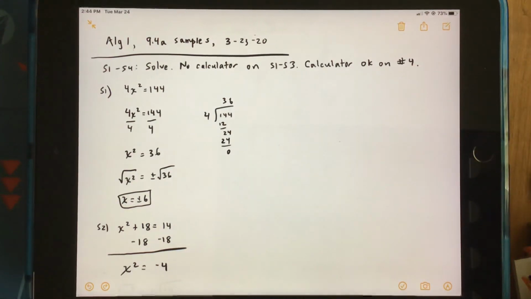Hello, Algebra 1. We're going to go over our 9.4a samples for March 25th. We'll need a calculator for our last problem, but for the first three samples we're going to do, we won't need a calculator at all.